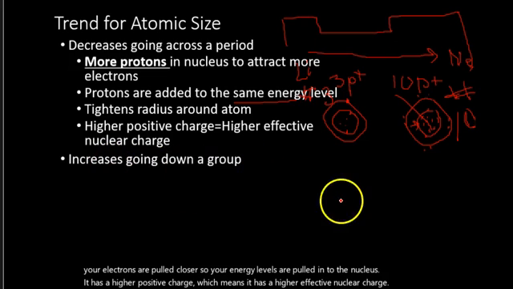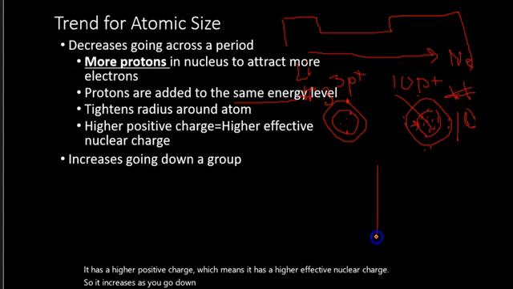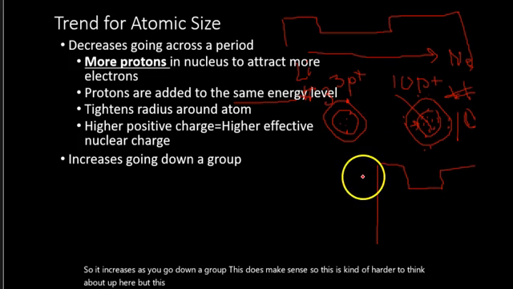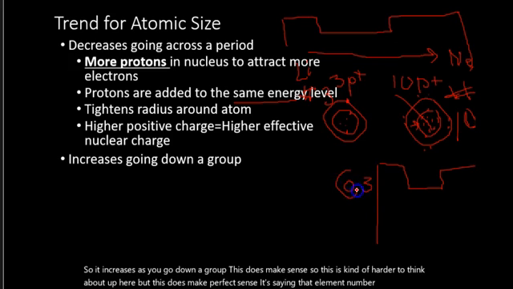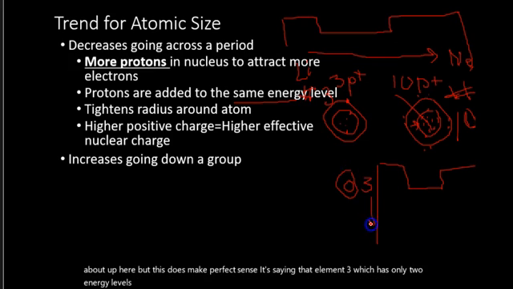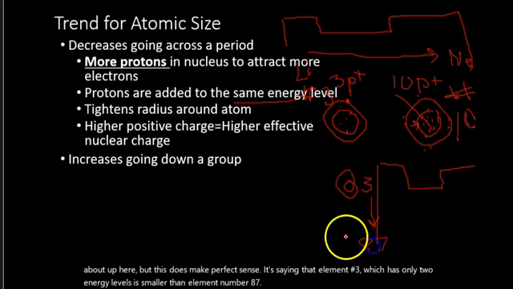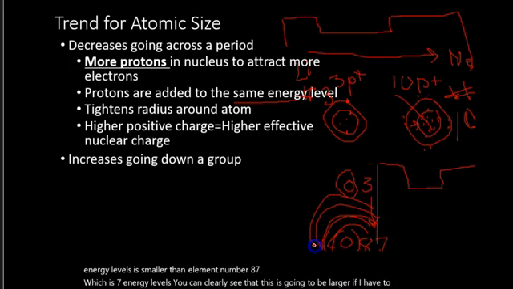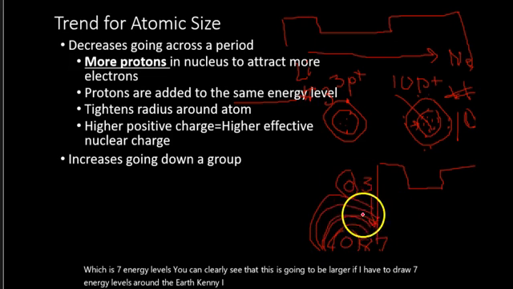So it increases as you go down a group. This does make sense. This is kind of harder to think about up here, but this does make perfect sense. It's saying that element number 3, which has only 2 energy levels, is smaller than element number 87, which has 7 energy levels. You can clearly see that this is going to be larger if I have to draw 7 energy levels around here. I can't fit them all, but pretend I did.